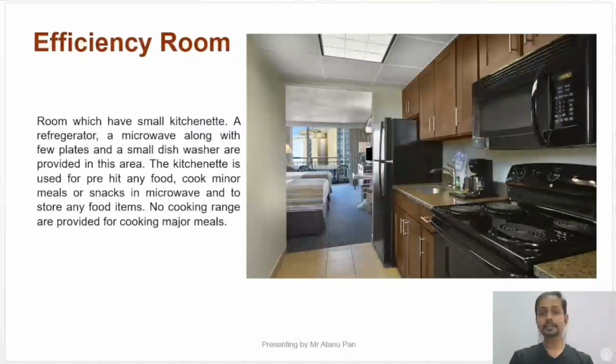minor snacks or to heat any food items, and a fridge or refrigerator where the guests can store their items. So these types of facilities are provided, along with dishwashing areas. A small dishwashing machine may also be provided, and a coffee maker. All these things are provided. It means the guest will not be able to prepare major meals, but minor meals like snacks, the guest can prepare, store, and use. So a room which has a kitchen facility is called an efficiency room.